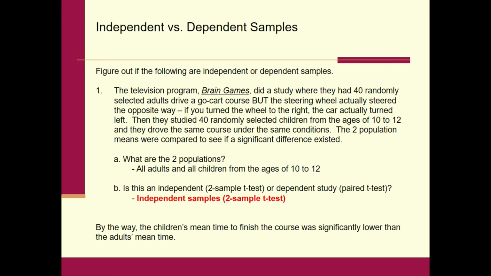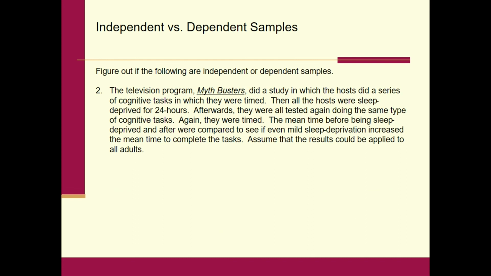By the way, the children's mean time to finish the course was significantly lower than the adults', because the adults had been driving for so long that it was hard for their brains to switch when they needed to go right and turn the wheel to the left. Well, the kids weren't driving yet. Notice that their ages were 10 to 12, so it was easier for their brains to adapt. Anyways, how about the second example?